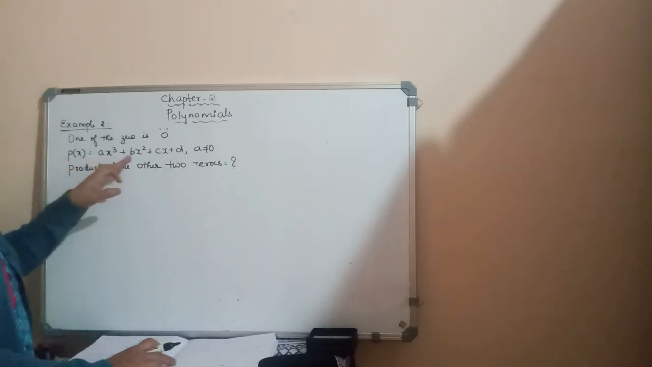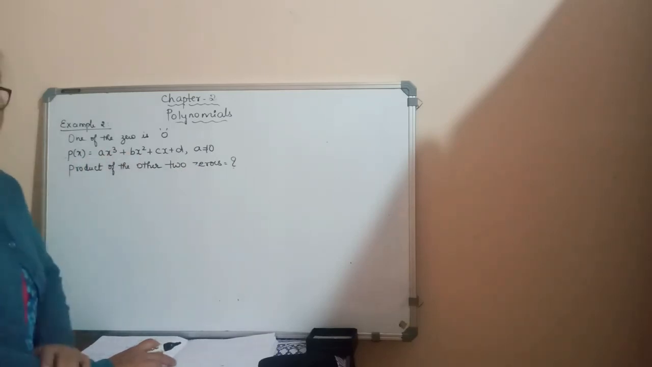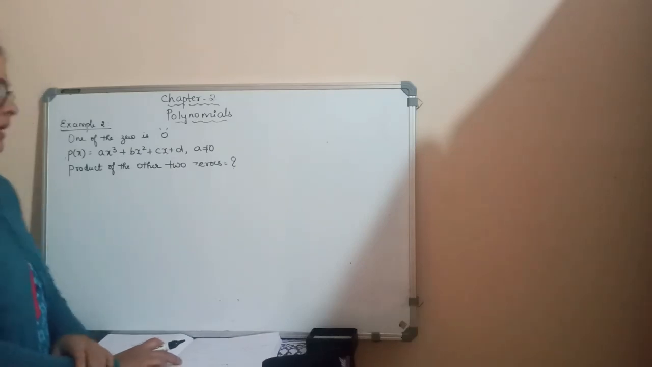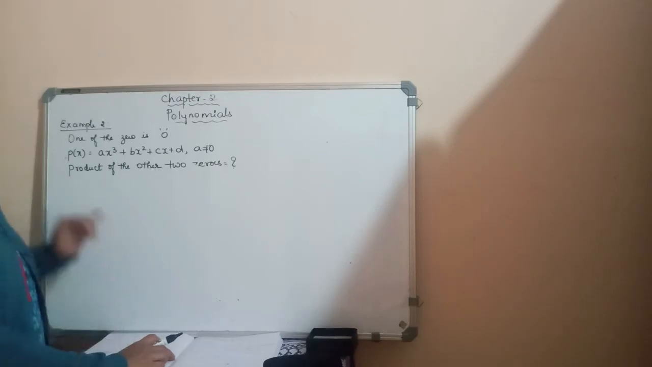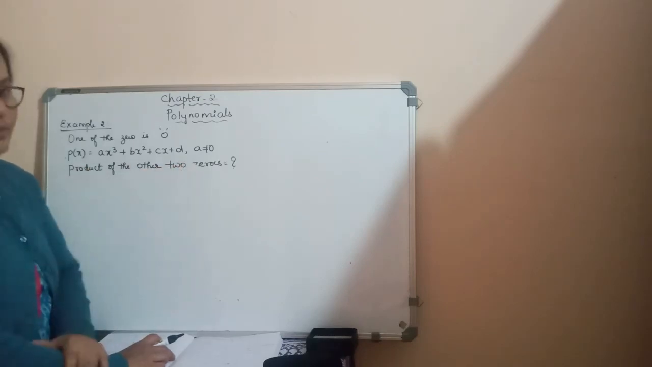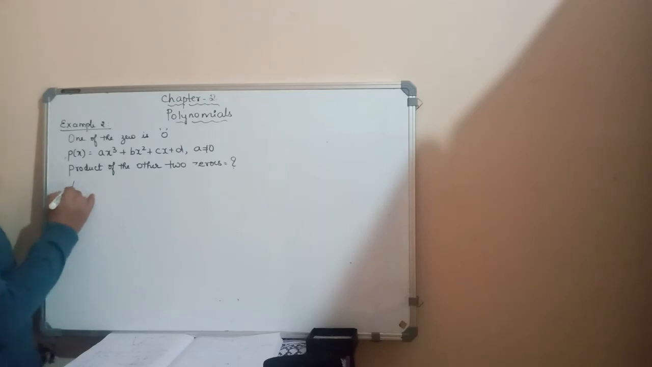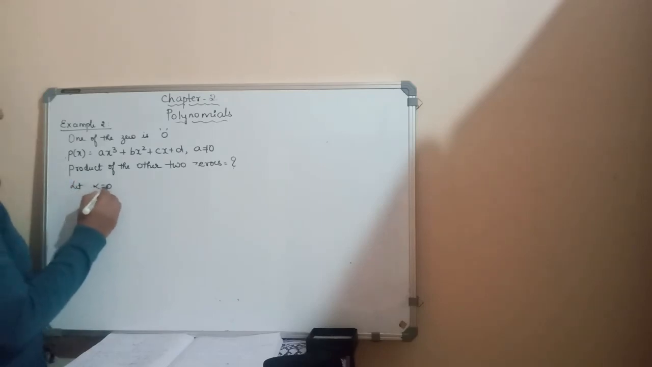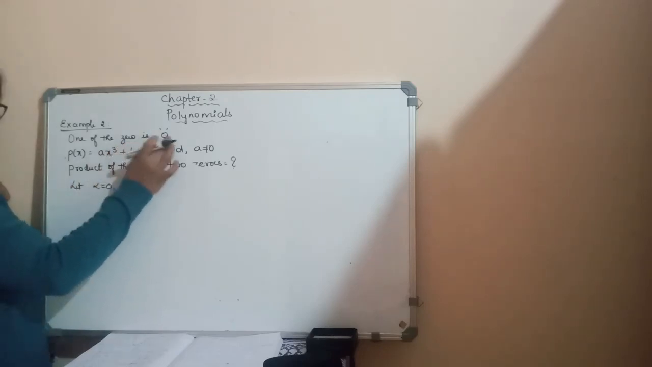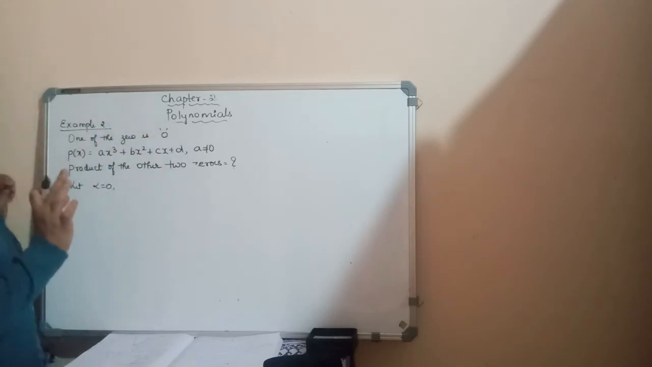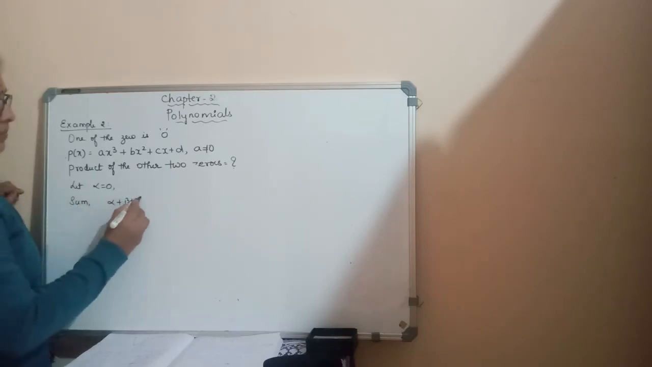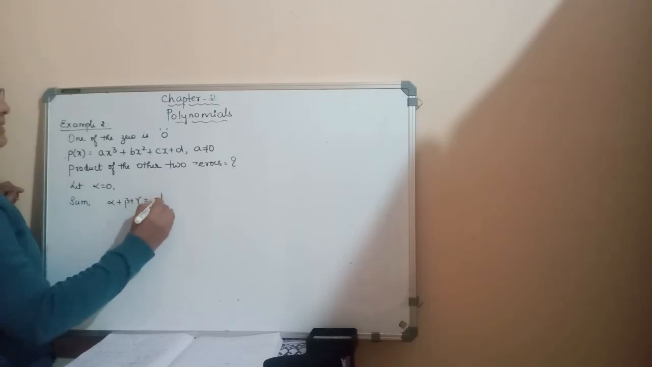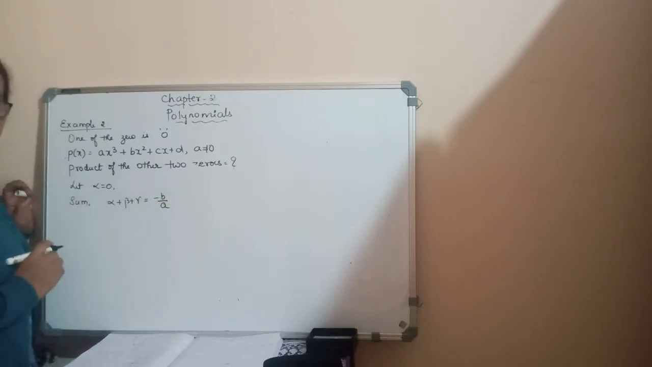So this is a cubic polynomial. It has at most 3 zeros. So in that, one of the zeros is 0. So find the product of the other two zeros. So let alpha equal 0, because it is given already that one of the zeros is 0. Then the sum of the zeros, that is alpha plus beta plus gamma equals minus b by a. This is the first relation.